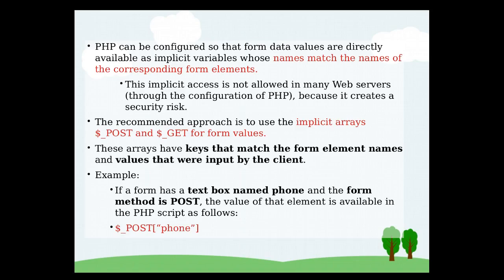So the most recommended approach here is to use implicit arrays like $_POST and $_GET to get the form values. The peculiarity of these arrays is that their keys match the names of form elements, and they contain the values that were given by the clients as data. So an example is given here. If a form has a text box named phone and the method used is post, the phone number is contained in $_POST['phone'].